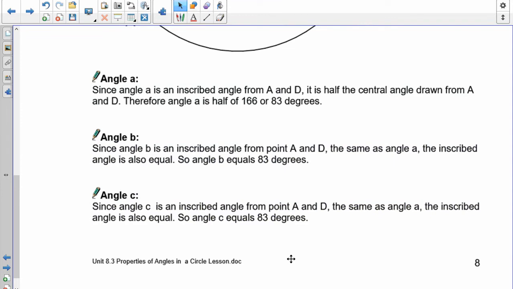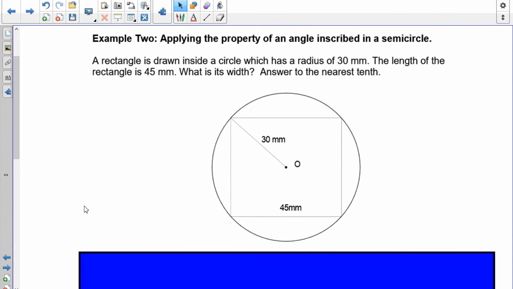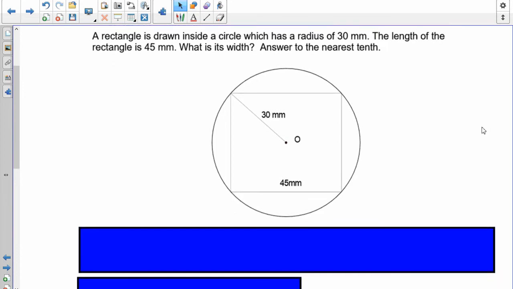Okay, so pause the recording and copy down your notes. Right. Now, applying the property of an angle inscribed in a semicircle. All right, here we go.